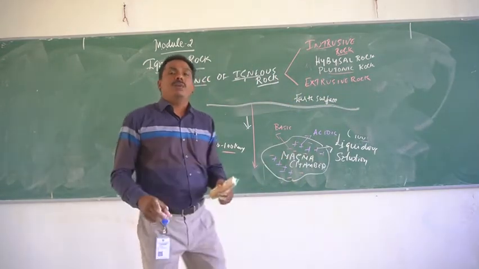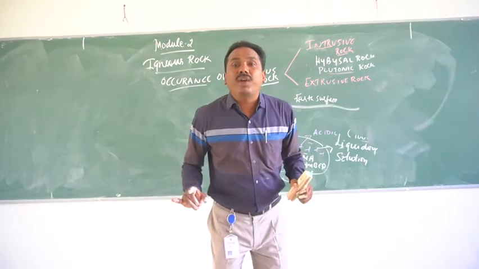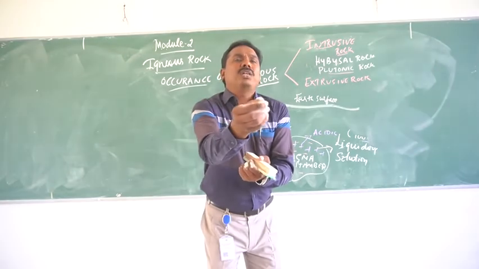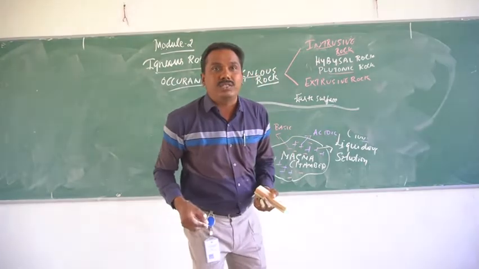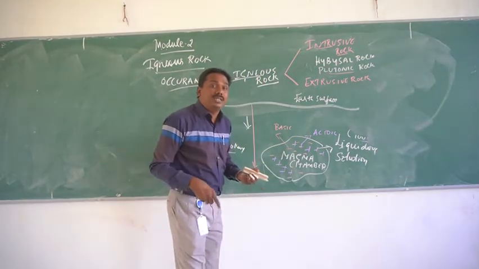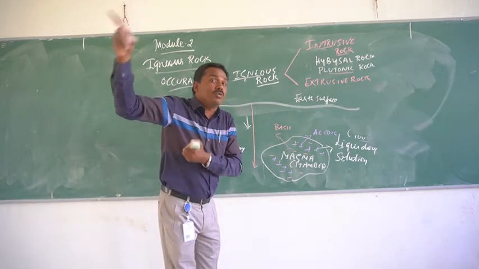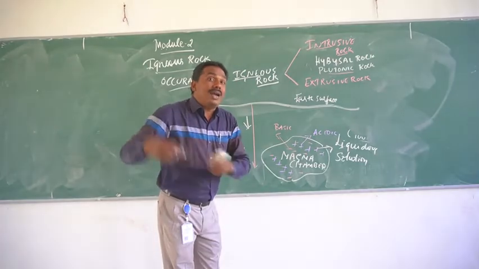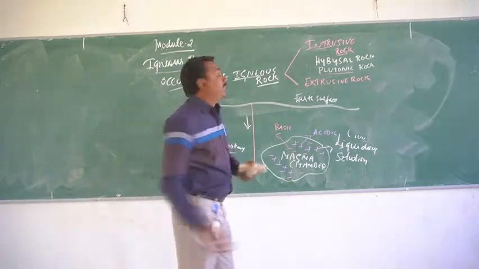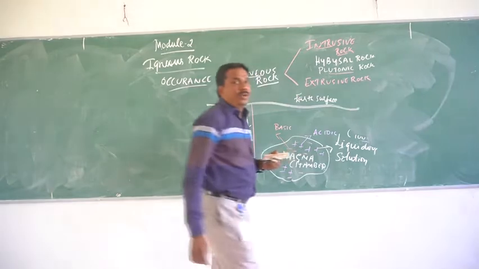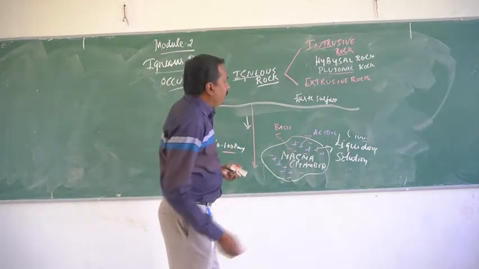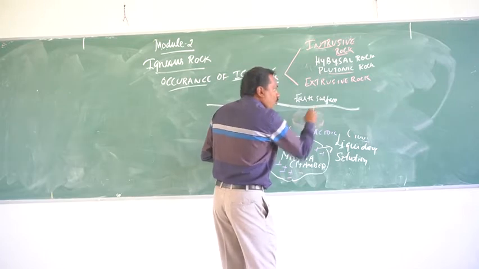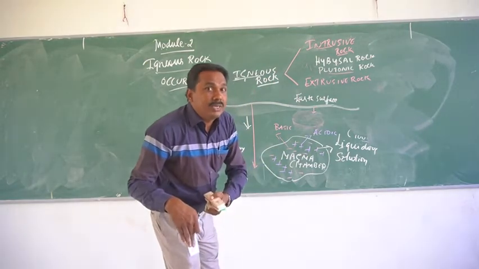For example, the temperature would be 1500 degrees Celsius. What would be the temperature difference? It might be a difference of 100 or 200 degrees Celsius. When it is 100 or 200 degrees Celsius, it will take its own time to solidify and cool. When the rock is formed at a greater depth, over a greater duration, then that rock is called plutonic rock.